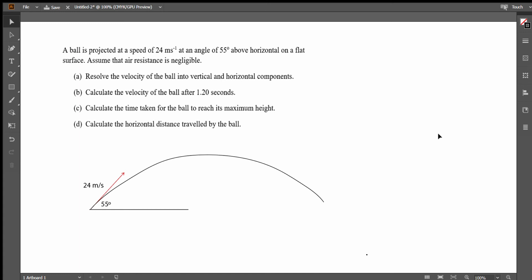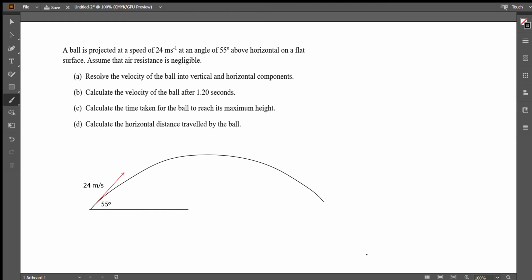This is question 2 from the SACE Physics course companion from the subtopic 1.1. Here we have a ball being projected at 24 meters per second at an angle of 55 degrees above horizontal on a flat surface, and we're assuming that air resistance is negligible.